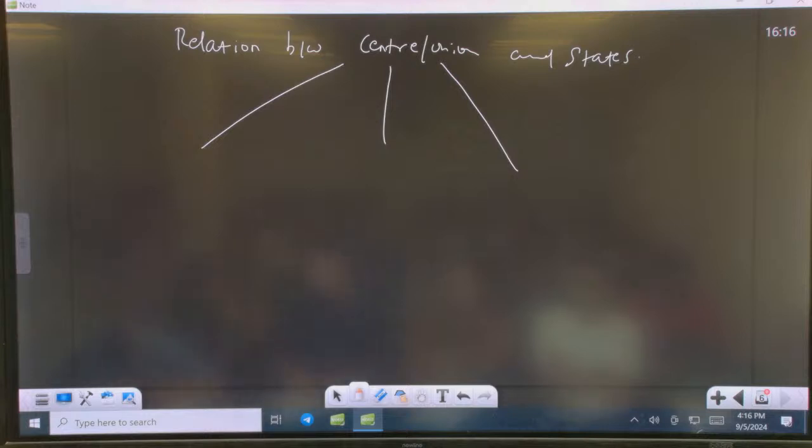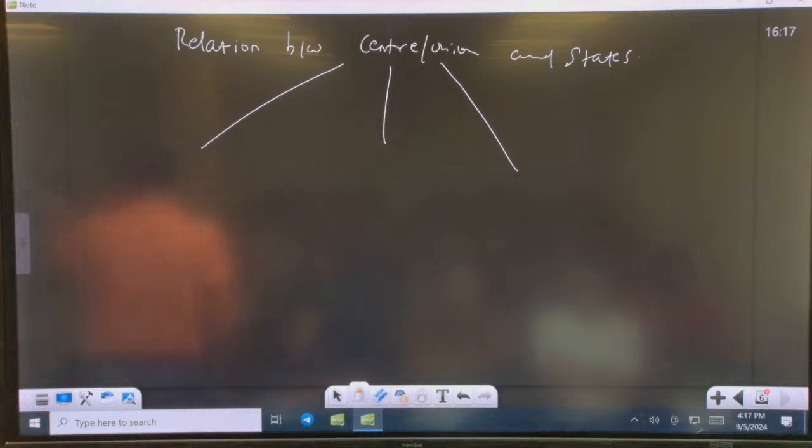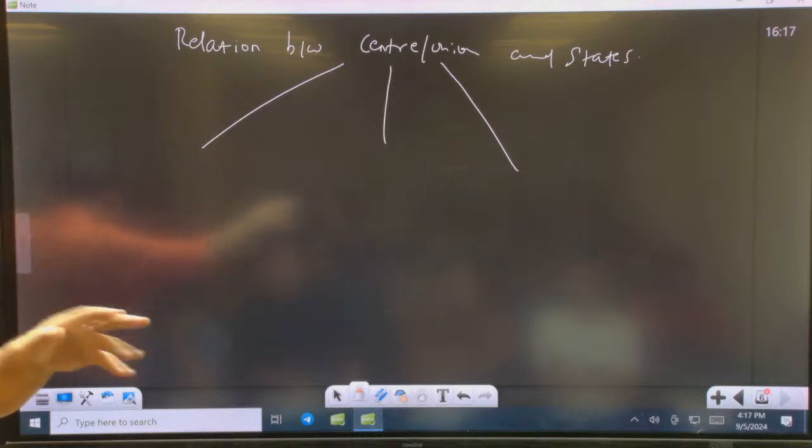And some disputes might arise. Constitution knows that some disputes might arise, and Constitution has provided some dispute redressal mechanisms in the Constitution itself, so that any obstacle that might arise in the path is dealt with accordingly. Now, the relations are actually studied under three heads. There are three main domains in which these relations between center and states are studied.